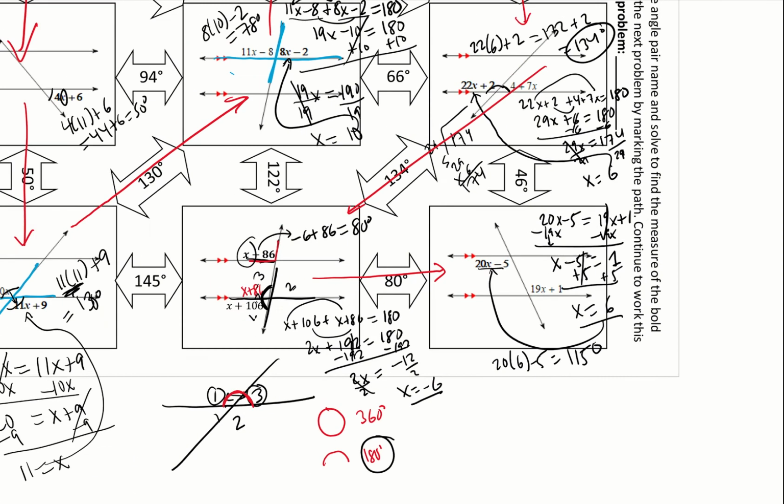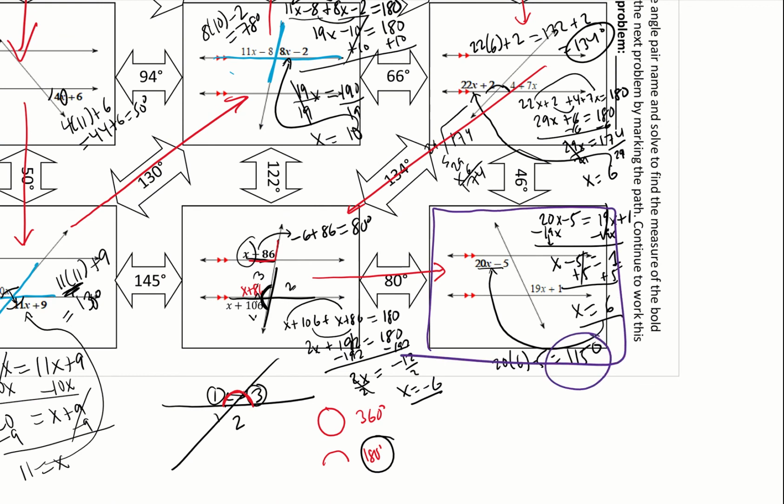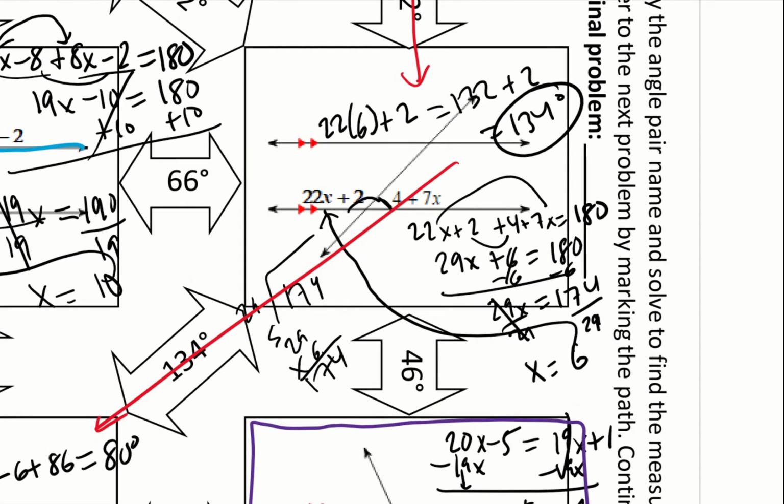All right, and this is actually the final problem in the maze. So this right here is the final step in the maze, and our solution is 115. So the answer to the final problem is 115.